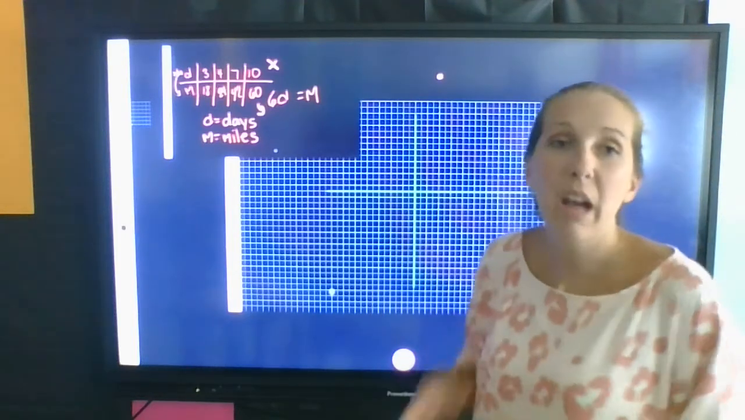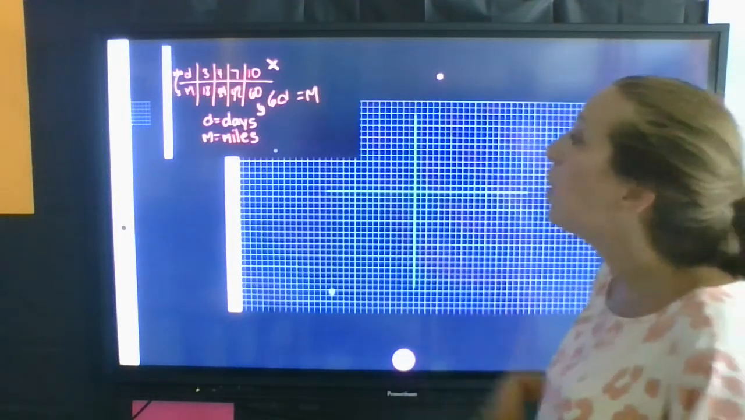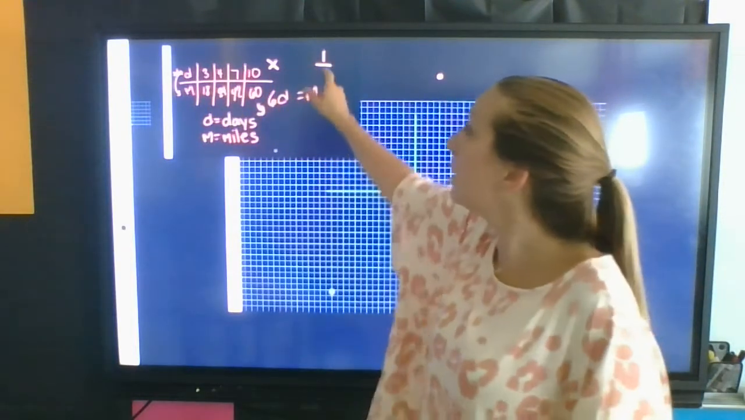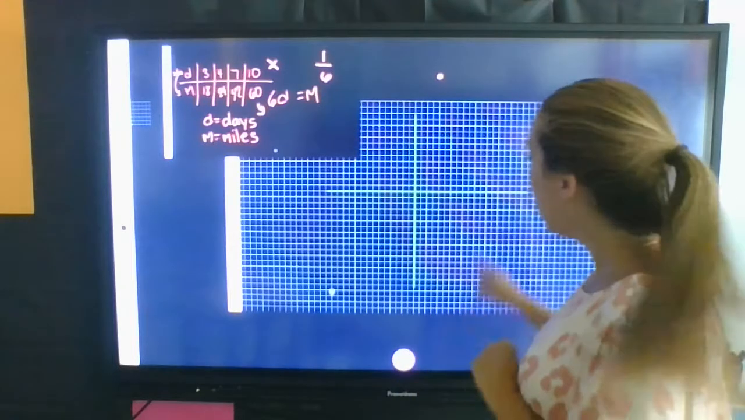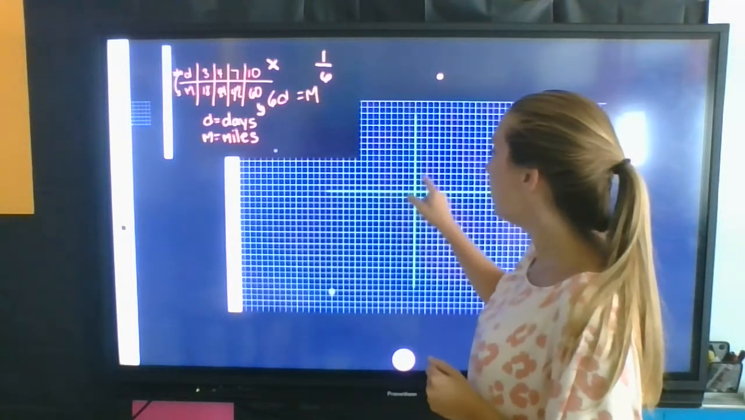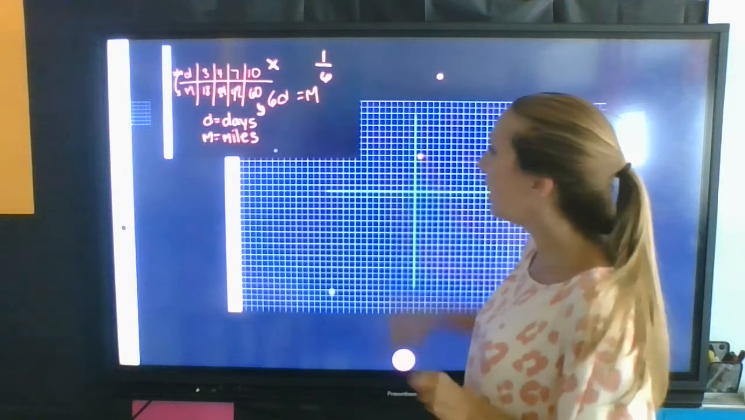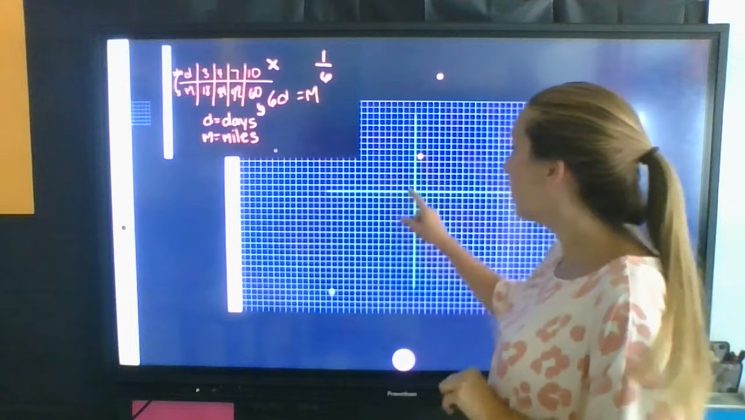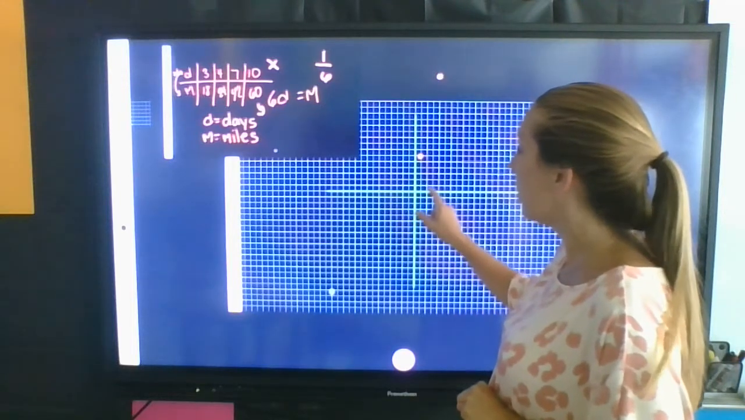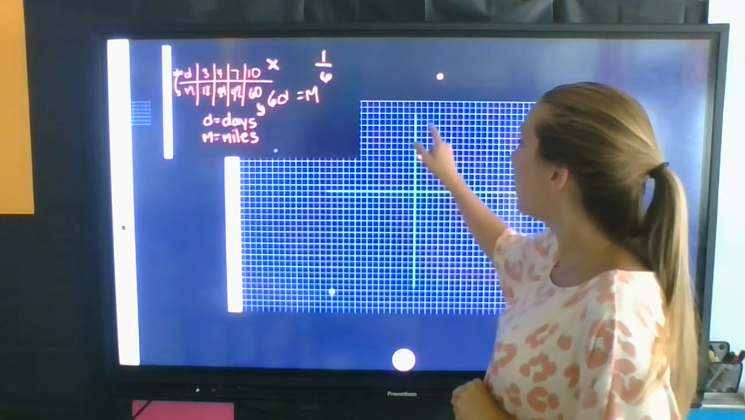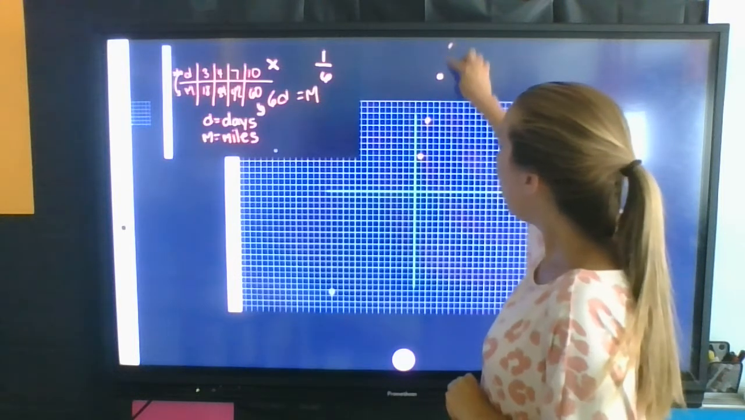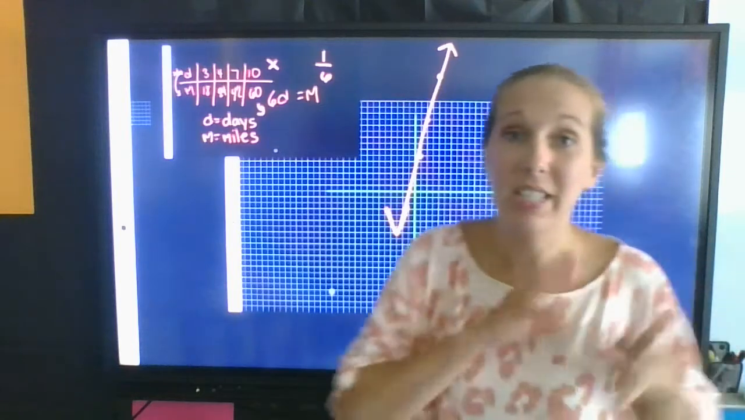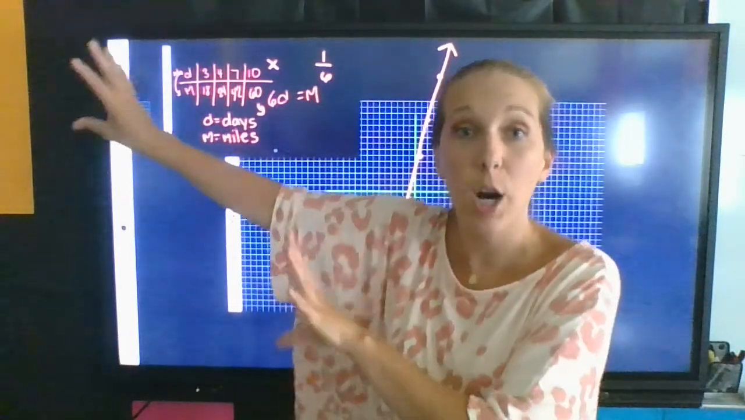Now, we would probably pick other numbers, too, that we could go down. We could even do 1 day. If we went 1 day and you said times 6, that would be 6 miles. So watch what happens. We're going to go over 1. We're going to go up 6. 1, 2, 3, 4, 5, 6. If we did 2 days, and that's 6 miles per day, that's going to be 12. So we would go right 2, up 12. There's 6, 7, 8, 9, 10, 11, 12. Now, we have our linear equation as a steady, constant rate up, okay?